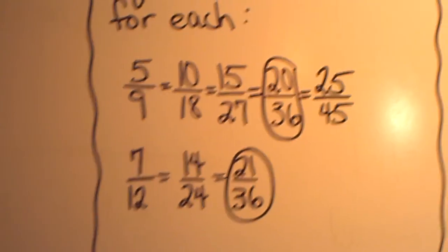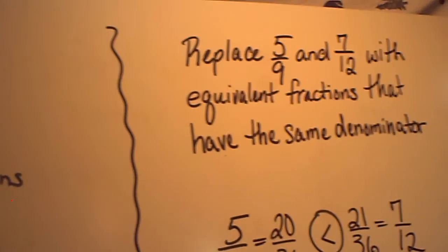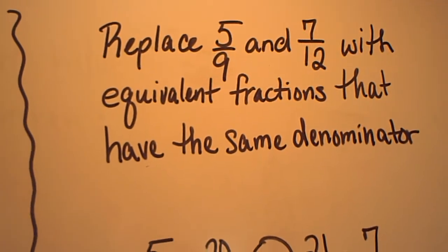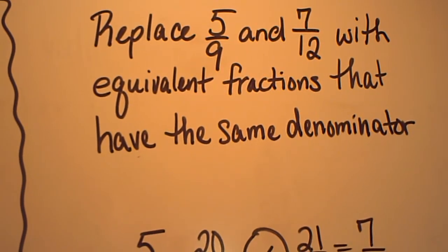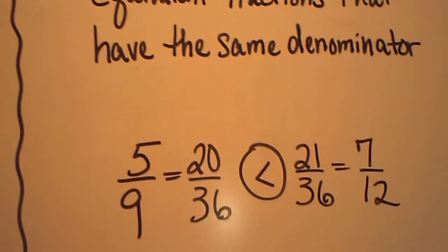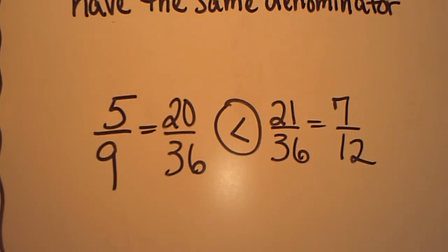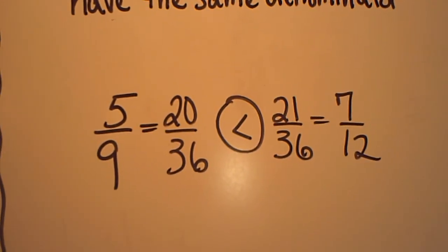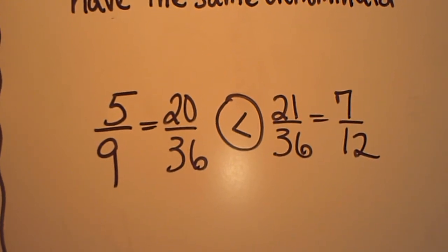So now I move to my next step, where I'm going to replace 5/9 and 7/12 with equivalent fractions that have the same denominator. We saw that 5/9 was equal to 20/36. We also saw that 7/12 was equal to 21/36.